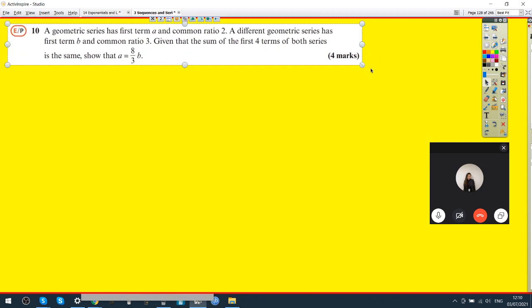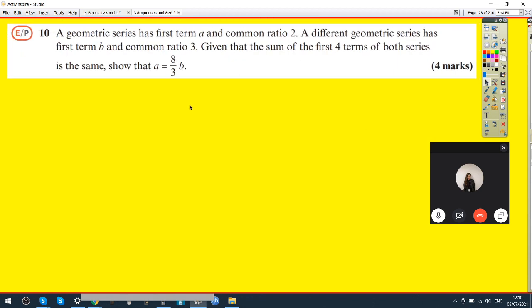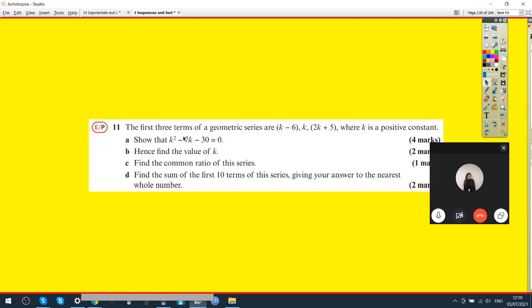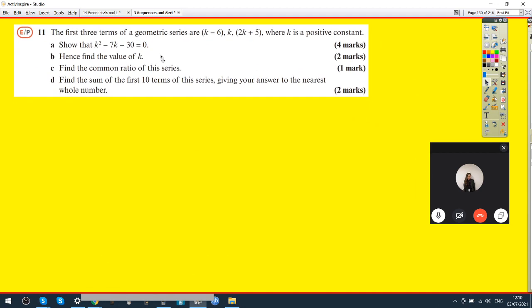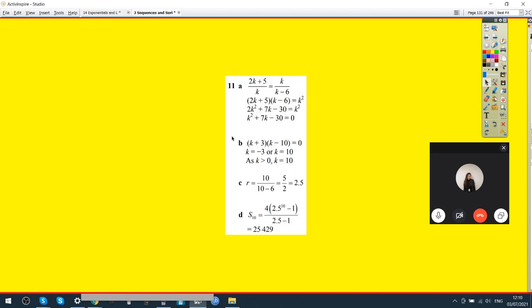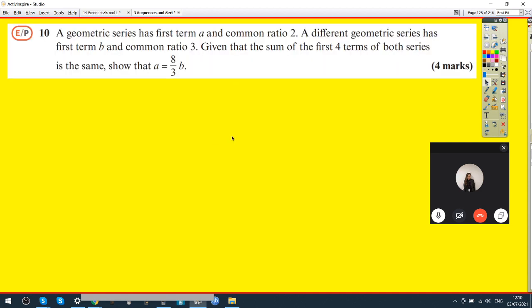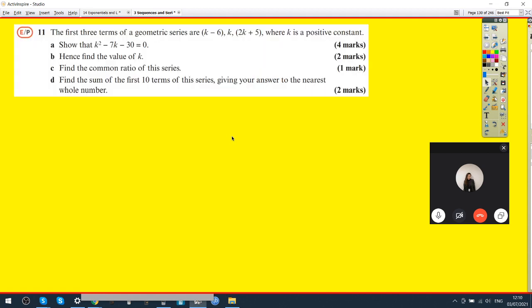Let's see. First term A, common ratio 2. A different geometric series has first term B, common ratio 3. Given that the sum of the first four terms of both series is the same, show that that's that. That seems not too bad. I think we're okay there. I think we got the best of it.